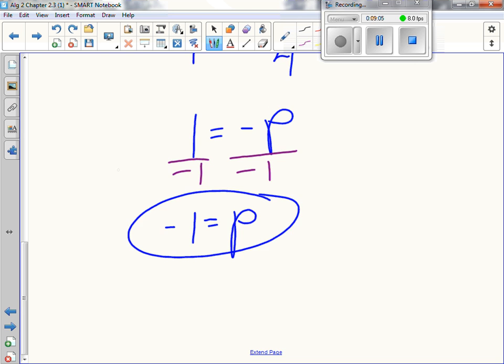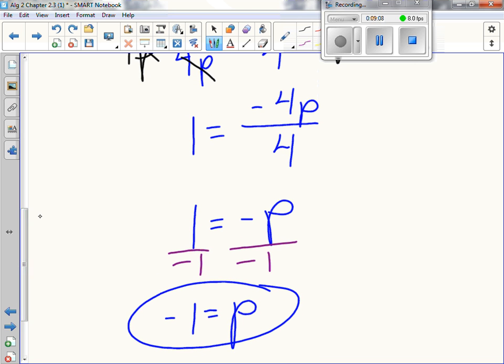When I divide both sides by -1, I get -1 is equal to p. So the first step in solving for this was we multiplied both sides by 4p, which gave us 1 on the left-hand side and -4p over 4. Well, 4 divided by 4 gave us 1, and -p. And then when we divided both sides by -1, it gave us that p, because it's now positive, equals -1. So we found the value of p. Any questions on this here? Because that was our goal. Our goal was to find the value of p.